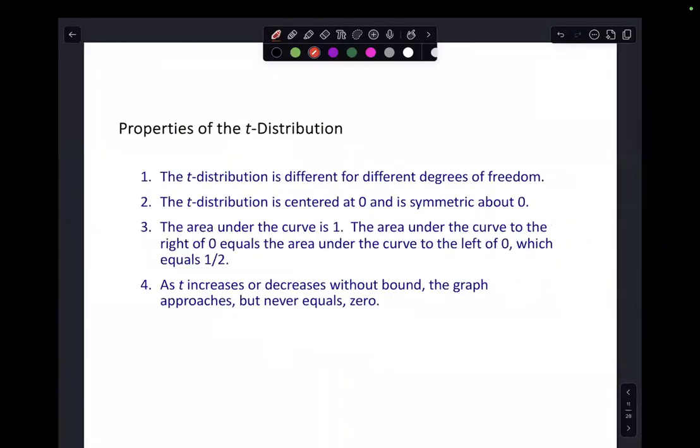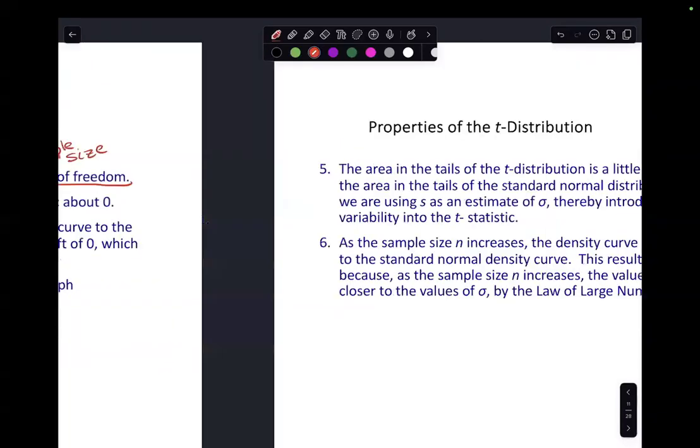Okay, these are the properties. I'm not going to ask you to reiterate these to me, so just nod your head and smile as I go through them. The t-distribution is different for different degrees of freedom. Degrees of freedom, think sample size. It goes a little deeper than that, but not for what we're doing. It is centered around 0 and it is symmetric around 0, just like z-scores. The area under the curve is 1, just like z-scores. As it increases and decreases without bound, it will approach but never equal 0, just like z-scores.